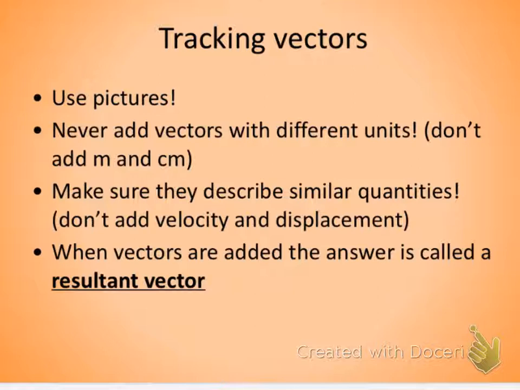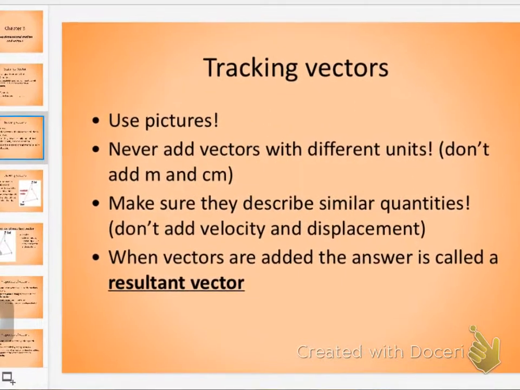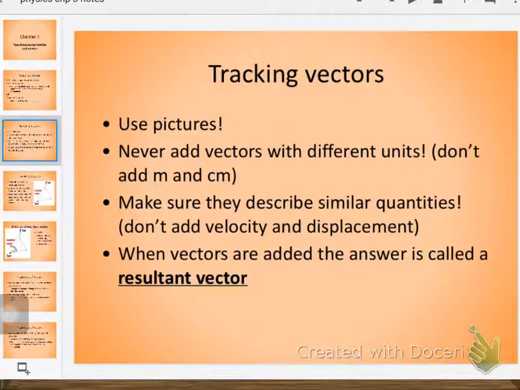You can't add vectors with different units. So your vector quantities that you were following should have all been in the same units, which were meters. Hopefully nobody put centimeters on their card. When you have vectors that you're looking at, you got to make sure that you're looking at similar quantities. You can't add temperature and time. You can't add distance and volume. You can't add displacement and velocity. So we're going to start to look at vectors on a graph.